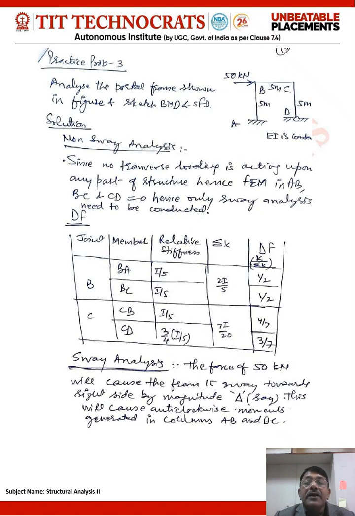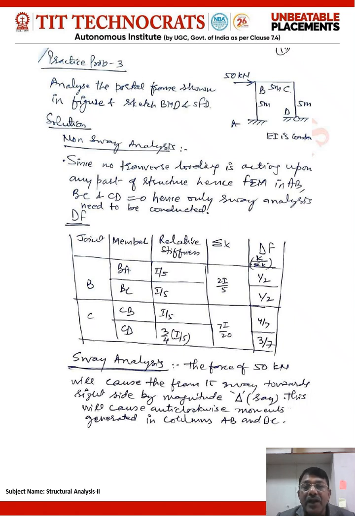Next, a frame which is having a pure force which is causing the sway. One more problem I have discussed here. So you can notice a frame under a load of 50 kilonewton acting on the frame from left to right, causing the sway towards the right side. For this, you have to start with the non-sway analysis and find out the distribution factor.